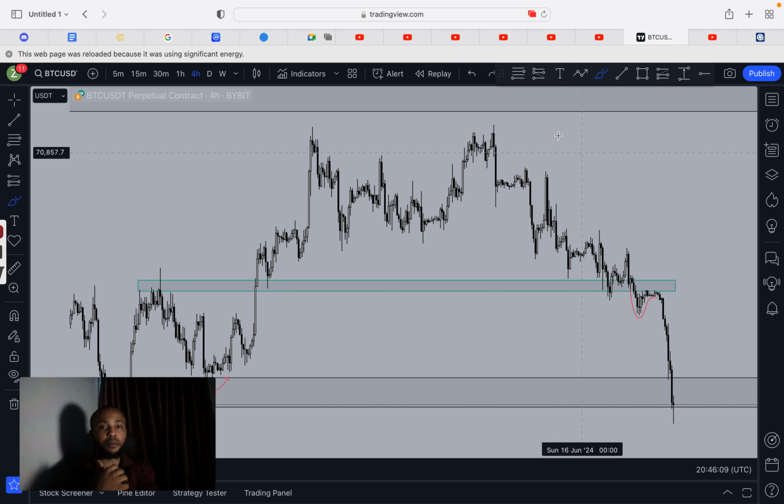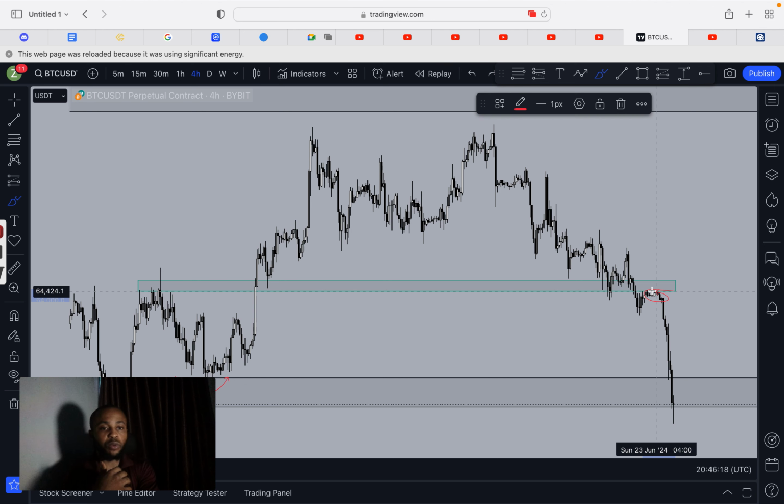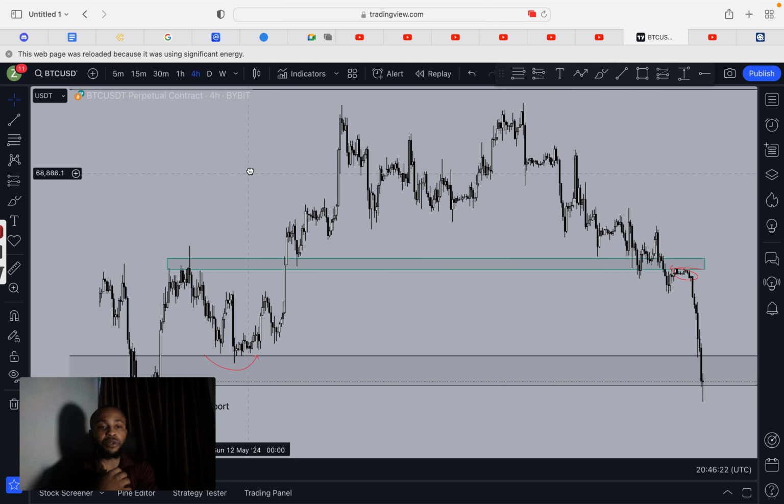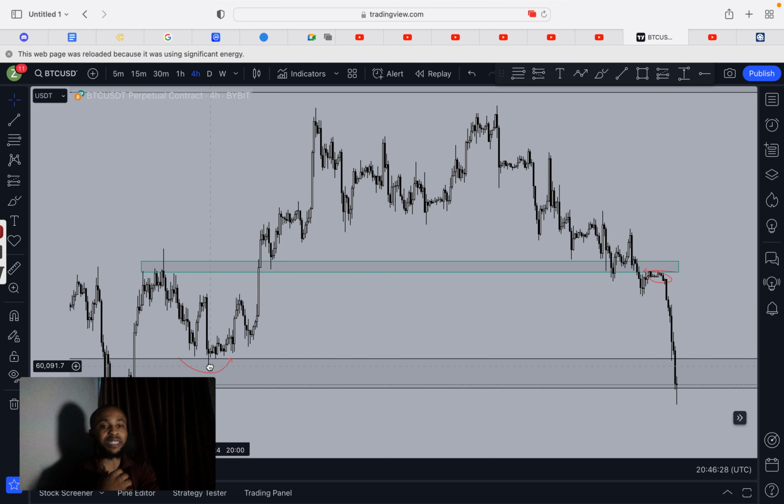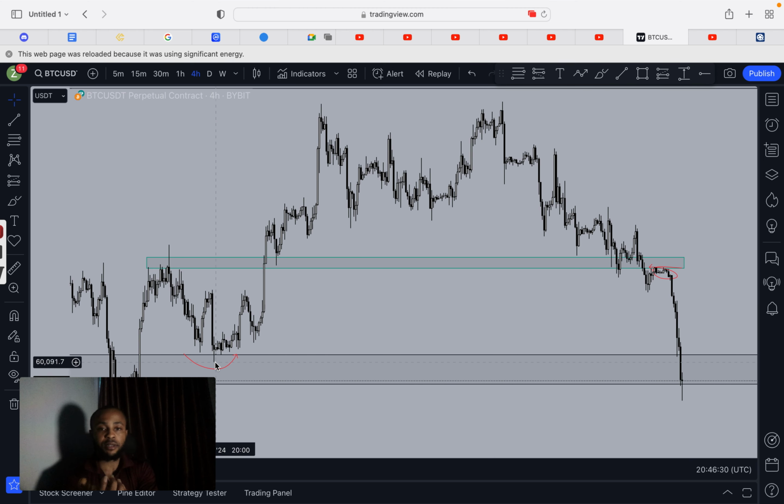Immediately we started consolidating below this support zone. What happened? We sold off, right? So if you didn't close your trade around this consolidation here, you would have actually taken the 1% loss, which is fine. It's just 1%.